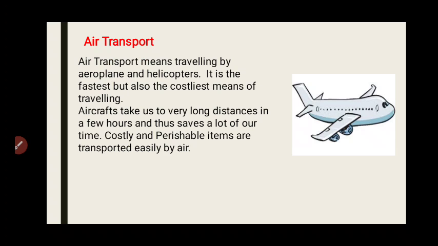Costly and perishable items are transported easily by air. Now, perishable means things likely to decay or go bad quickly. जो चीज़ें जल्दी खराब हो जाती है, that we can transport by aeroplane or helicopters. Air transport is very useful during natural calamities like earthquake, floods and famine. They are used to drop food, medicine and even evacuate people during such time. Evacuation means to remove people from a dangerous place.